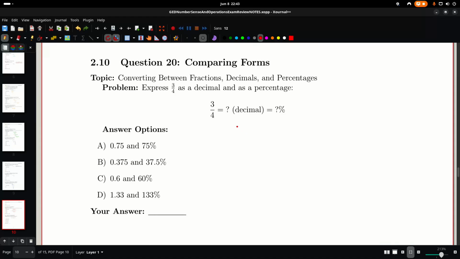4 times what gives us 100? Well, 4 times 25 gives us 100. So if we multiply 4 by 25, we have to multiply the 3 by 25. And so we end up with 75 over 100, which gives us, when I divide that, 0.75, which is 75%. And so as a decimal, it shows that in A, so that's answer A. And that's a good conversion there.